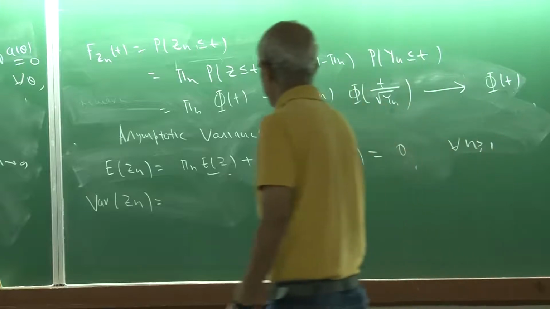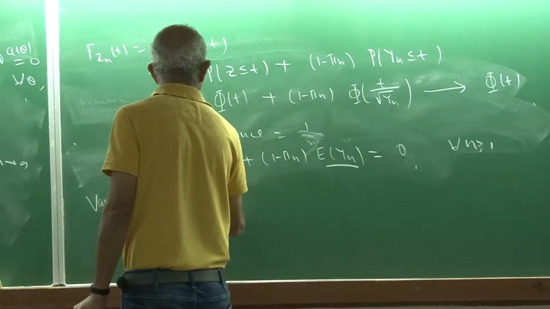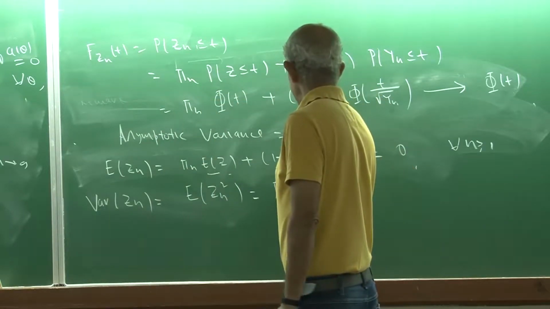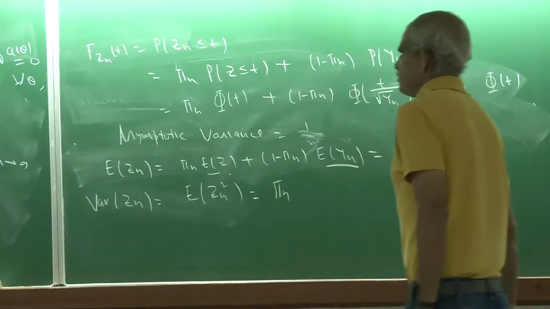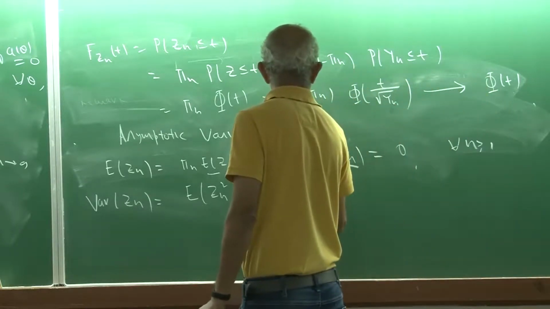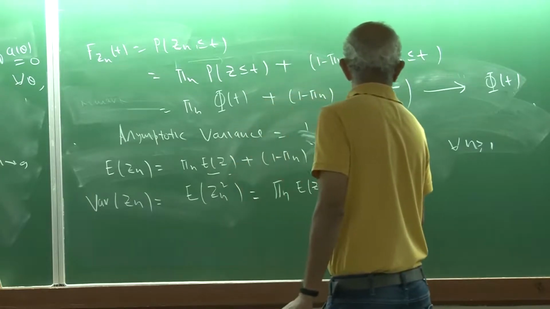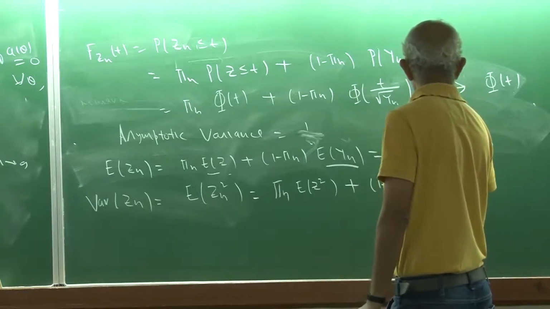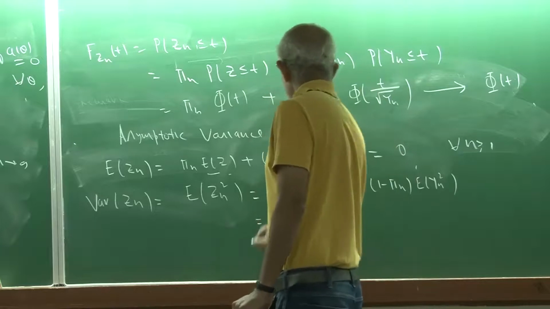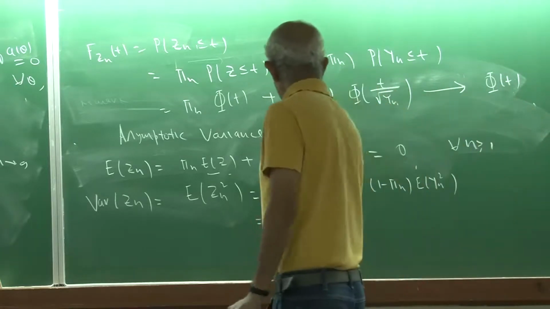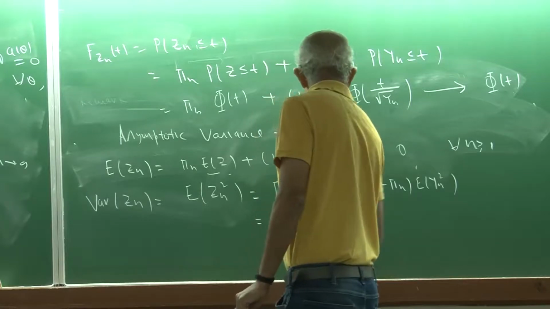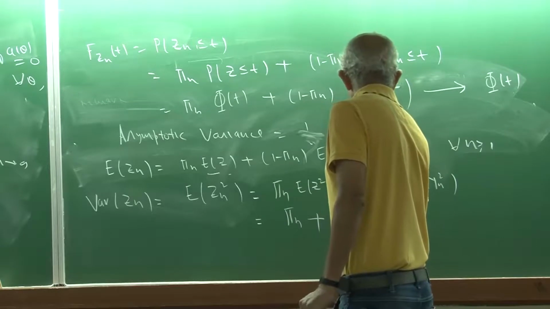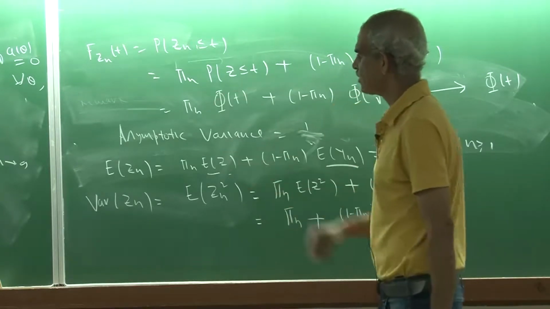Variance of Zn is nothing but expected value of Zn square, which is nothing but pi n times expected value of Z square plus 1 minus pi n times expected value of Yn square, which is nothing but pi n times 1 plus 1 minus pi n times expected value of Yn square, which is tau n square.